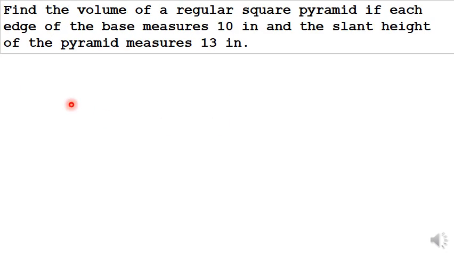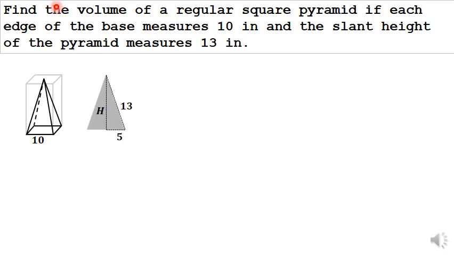Okay, now let's proceed. Find the volume of a regular square pyramid if each edge of the base measures 10 inches and the slant height of the pyramid measures 13 inches. Here is our solid. It has a 10 by 10 square base, and according to the problem, the slant height is 13. The distance from the center of the pyramid to the midpoint of its side is equal to 5, which is half of the side.